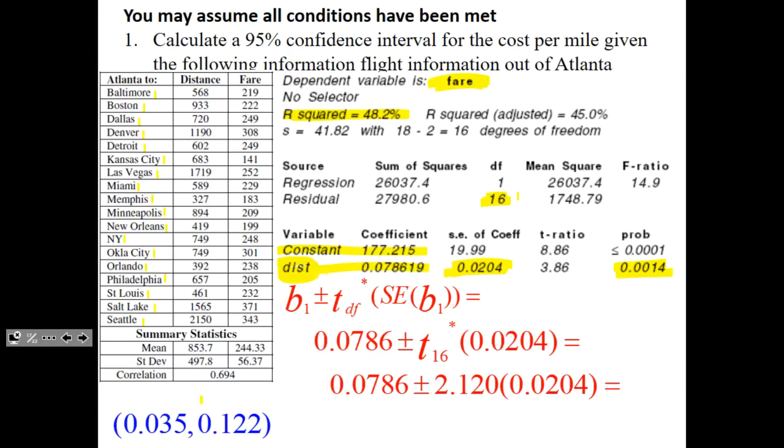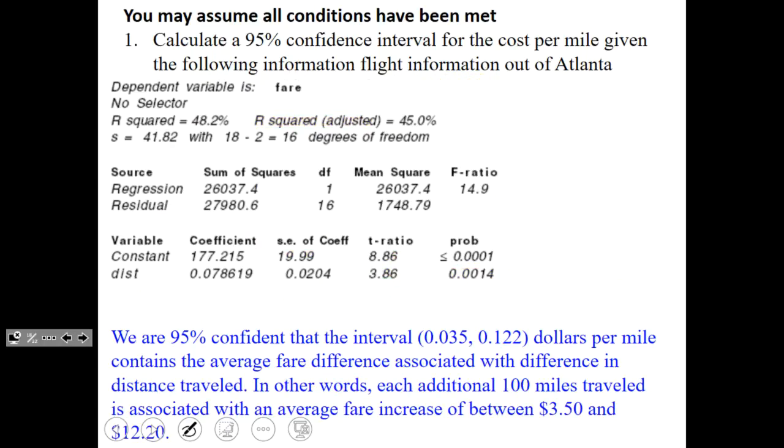So I've already said it. I'm pretty sure I have this on the next screen also. But that's it. We're 95% confident that that interval contains the average fare difference that's based on this. So in other words, every 100 miles traveled has an associated cost going up of $3.50 to $12.20. Okay. Again, these are going to take a little bit of practice to get out. There's a lot more context in these.